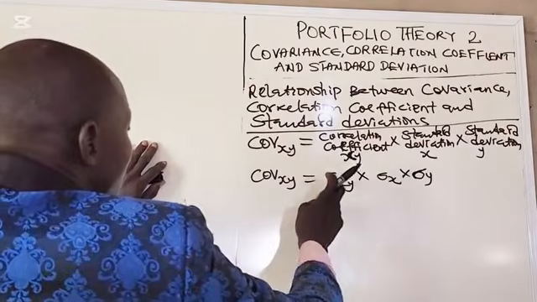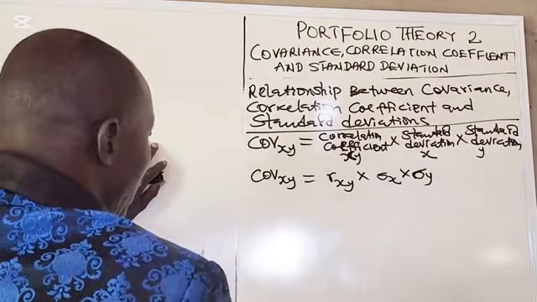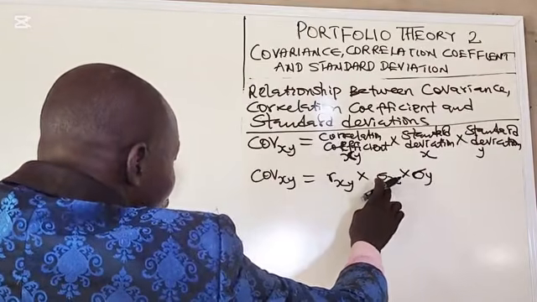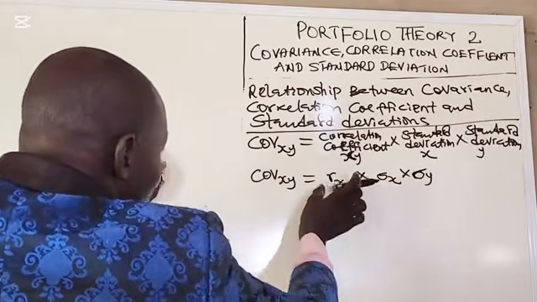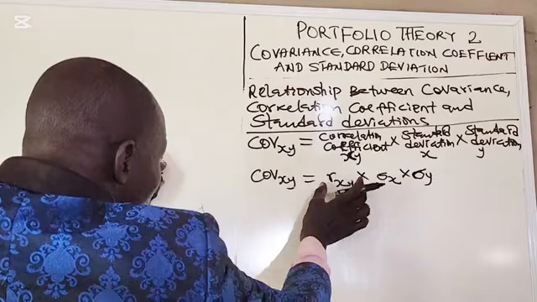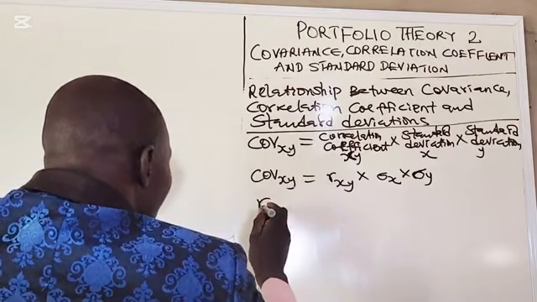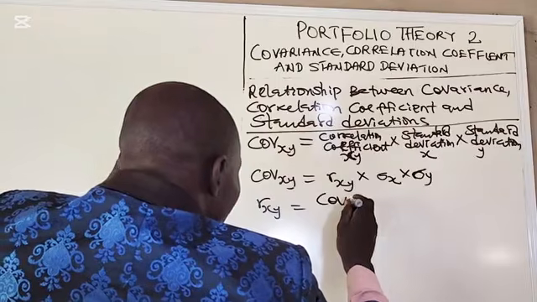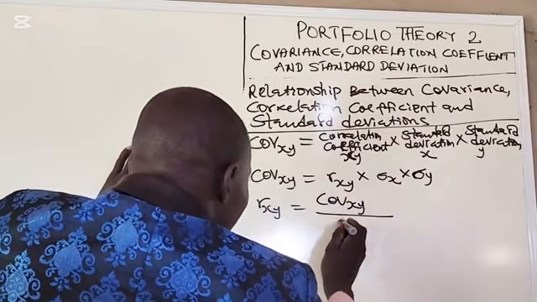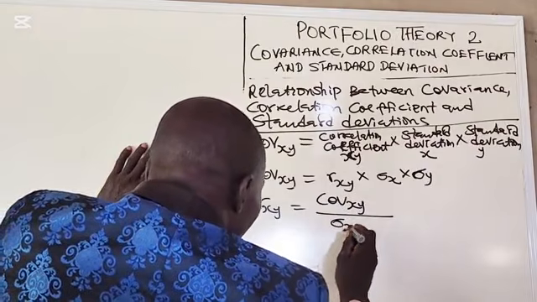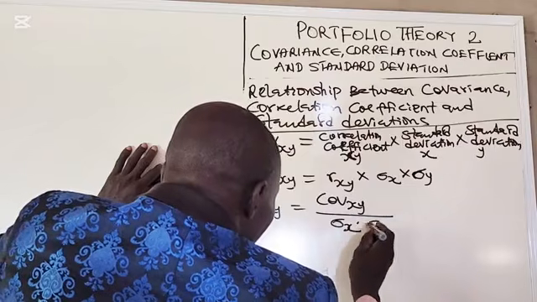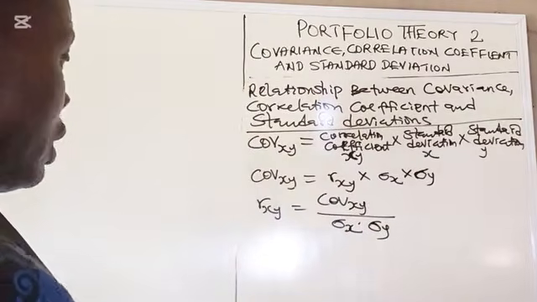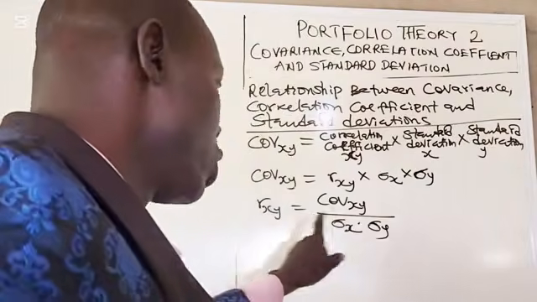So, if you make correlation coefficient the subject of the formula, you need to divide both sides by standard deviation of security X and standard deviation of security Y. Then you'll be left with the correlation coefficient between the two securities. So correlation coefficient between X and Y equals covariance of X and Y over standard deviation of X times standard deviation of Y. This is the formula for calculating the correlation coefficient.